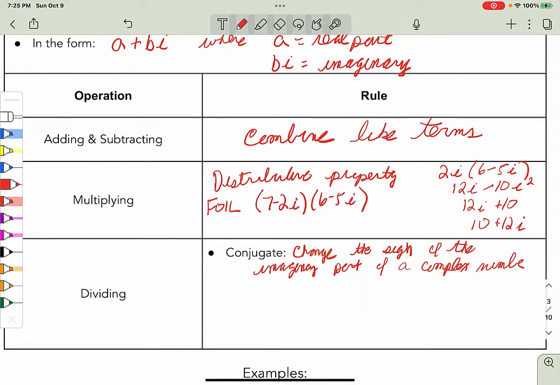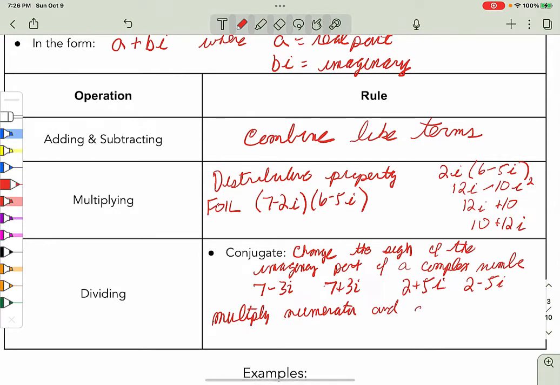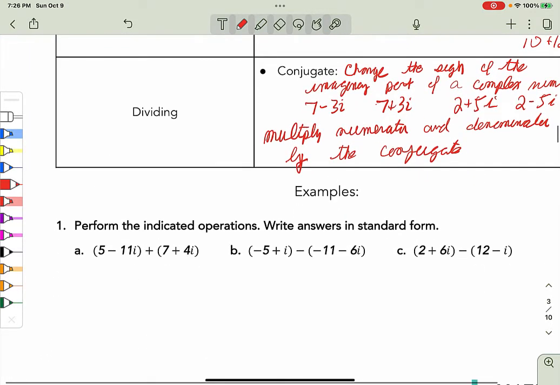So for example, if I have 7 minus 3i, its conjugate is going to be 7 plus 3i. If I have 2 plus 5i, its conjugate is going to be 2 minus 5i. So it's that simple. To actually divide, I'm going to multiply the numerator and the denominator by the conjugate. And it's really that easy. So let's go ahead and work some examples.